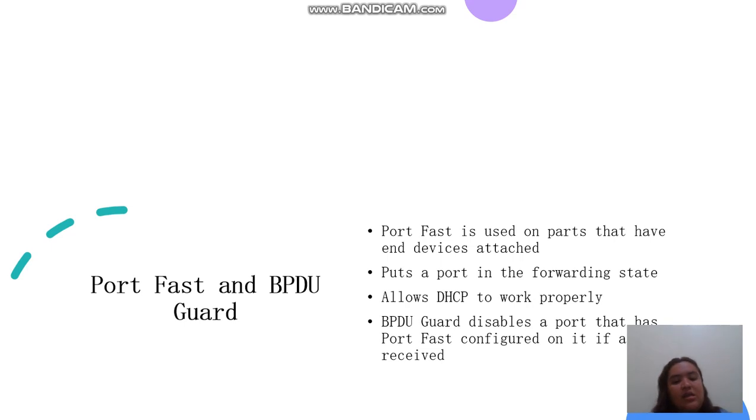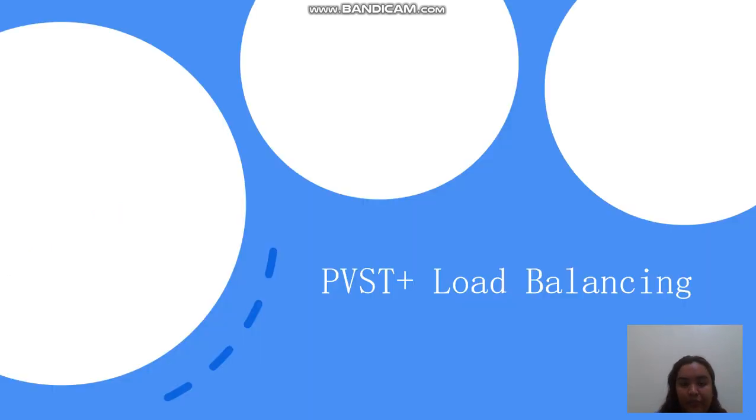So PortFast and BPDU Guard. PortFast is used on ports that have end devices attached. It puts a port in a forwarding state and allows DHCP to work properly. BPDU Guard disables a port that has PortFast configured on it when a BPDU is received.